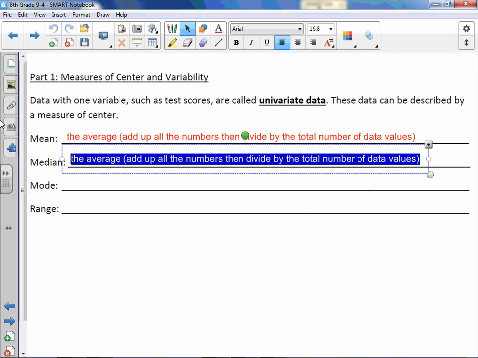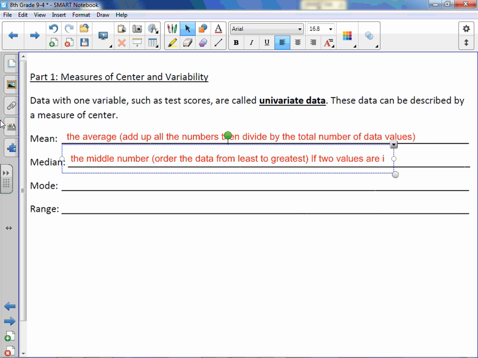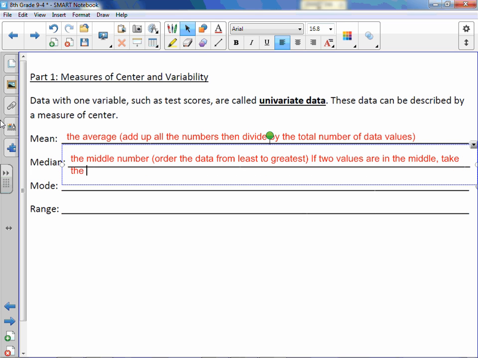The median is also the middle number, and that middle number means that you need to order the data from least to greatest first. And if there are two data in the middle, then take the average of the two numbers.